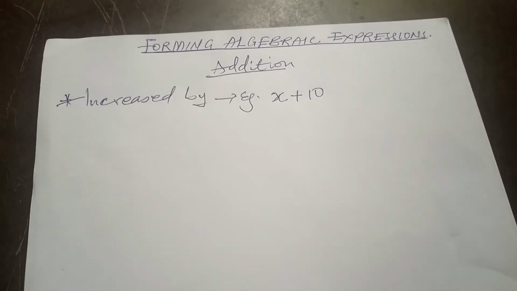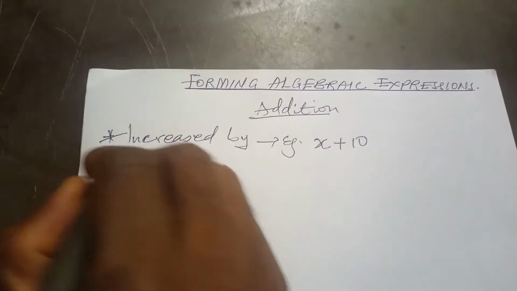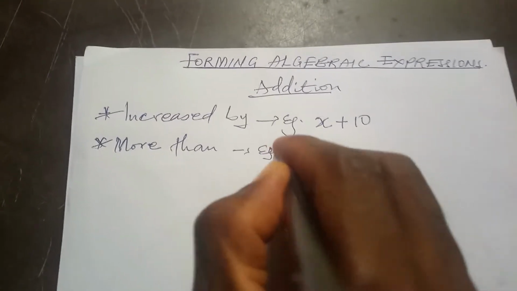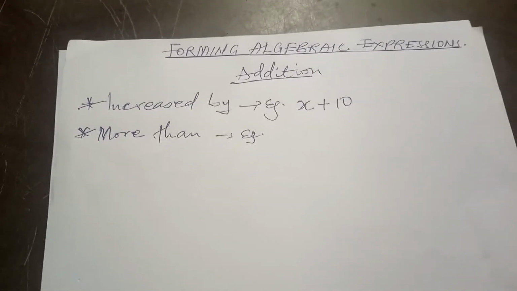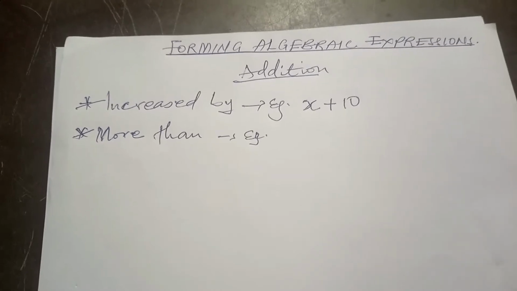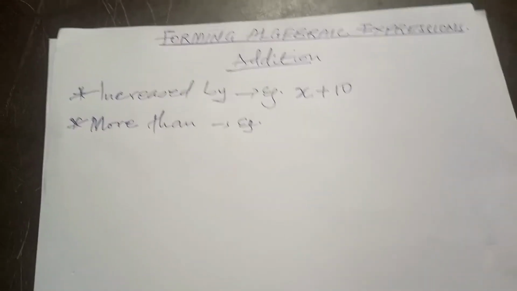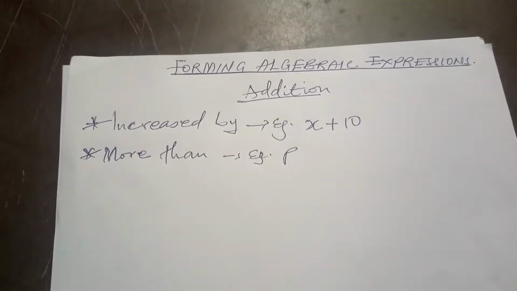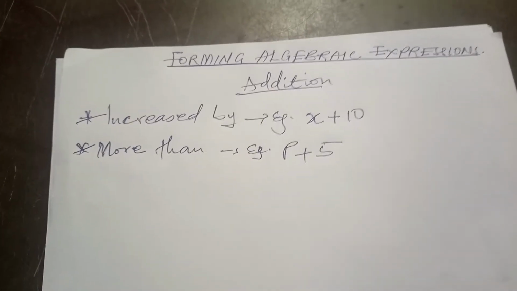Another phrase we can look out for to know that it's addition is when we say more than. Let me write that quickly. For example, if I say that his age is 5 more than his brother's age, then since we don't know his brother's age, we'll let his brother's age be x or any other variable. Maybe let me say p. Then a number that is 5 more than p will be p plus 5. That is another example.